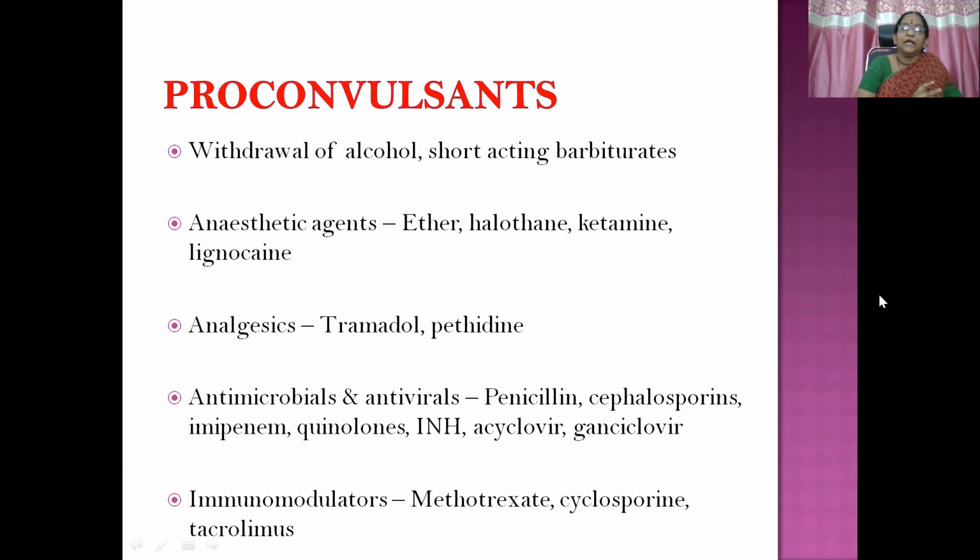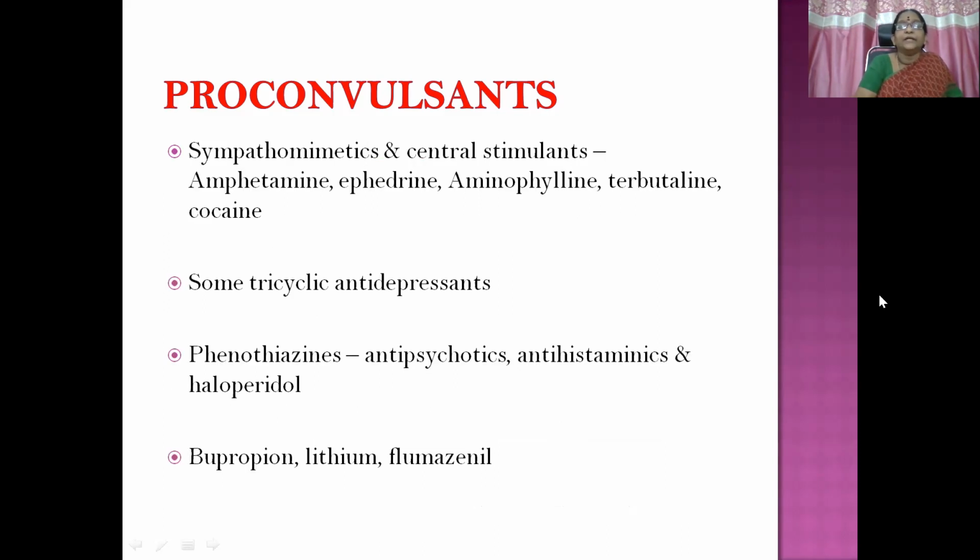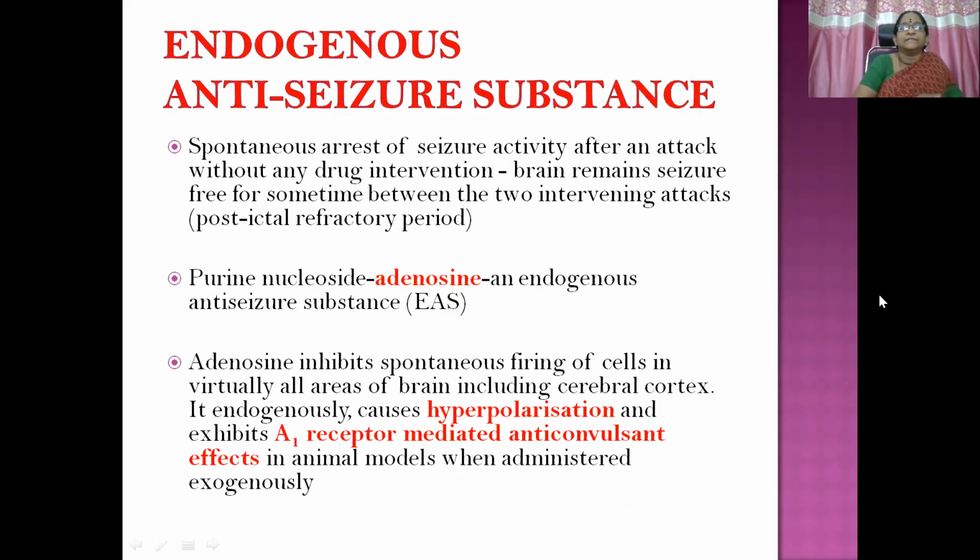Anesthetic agents like ether, halothane, ketamine, lignocaine, and analgesics, that is tramadol, pethidine, antimicrobials, antivirals, like penicillin, cephalosporin, imipenem, quinolones, INH, acyclovir, ganciclovir. Then immunomodulators like methotrexate, cyclosporin, tacrolimus. Then sympathomimetics and central stimulants like amphetamine, ephedrine, aminophylline, terbutaline, cocaine, tricyclic antidepressants, and phenothiazines like antipsychotics and antihistaminics, and even haloperidol, bupropion, lithium, flumazenil. All these come under proconvulsants.